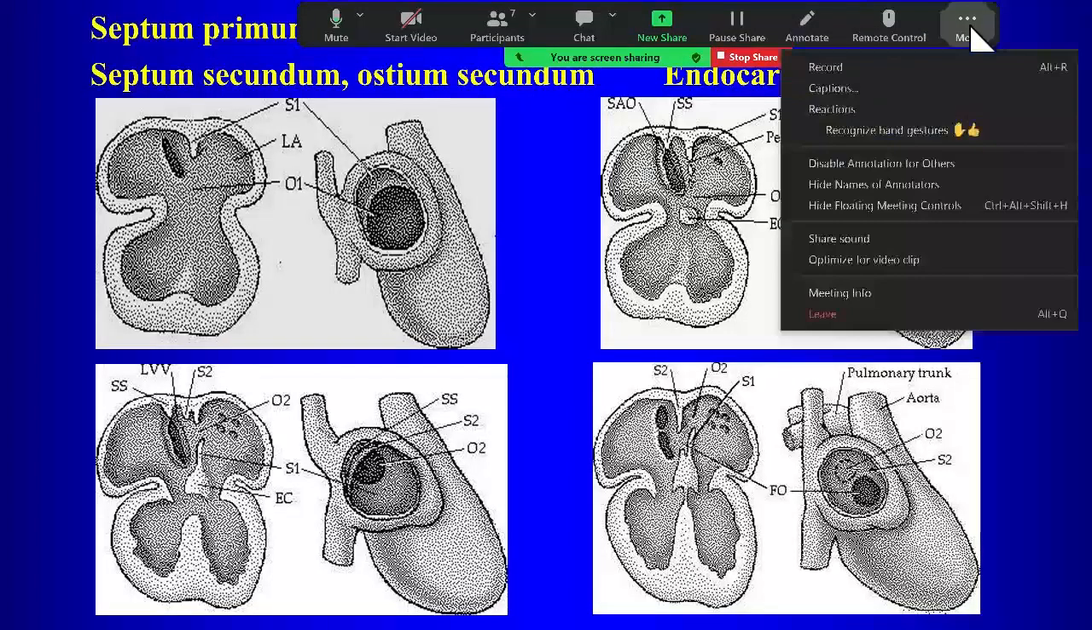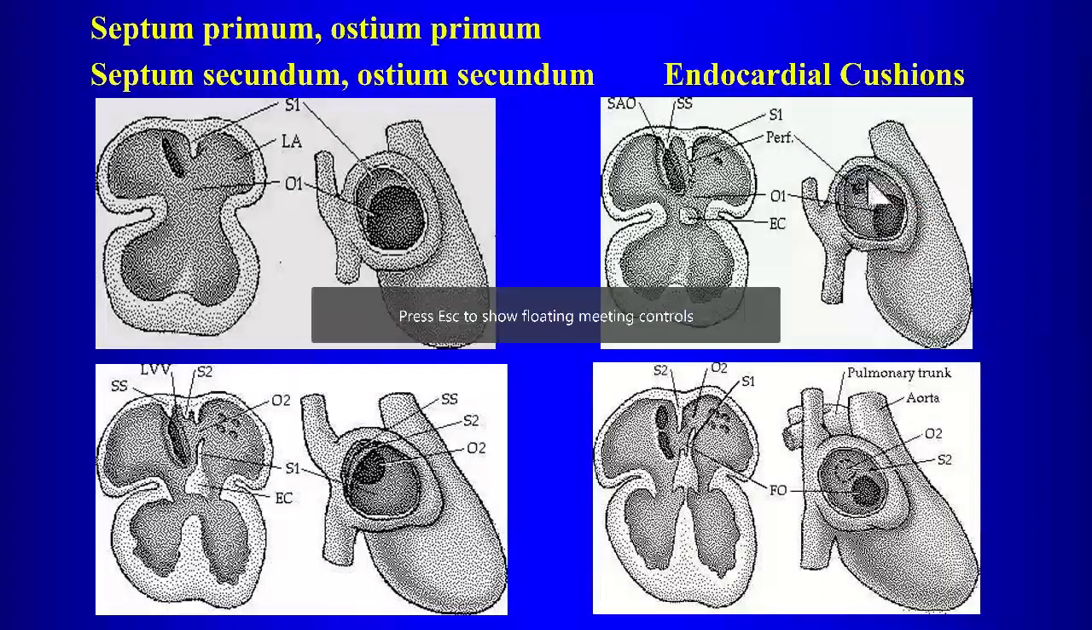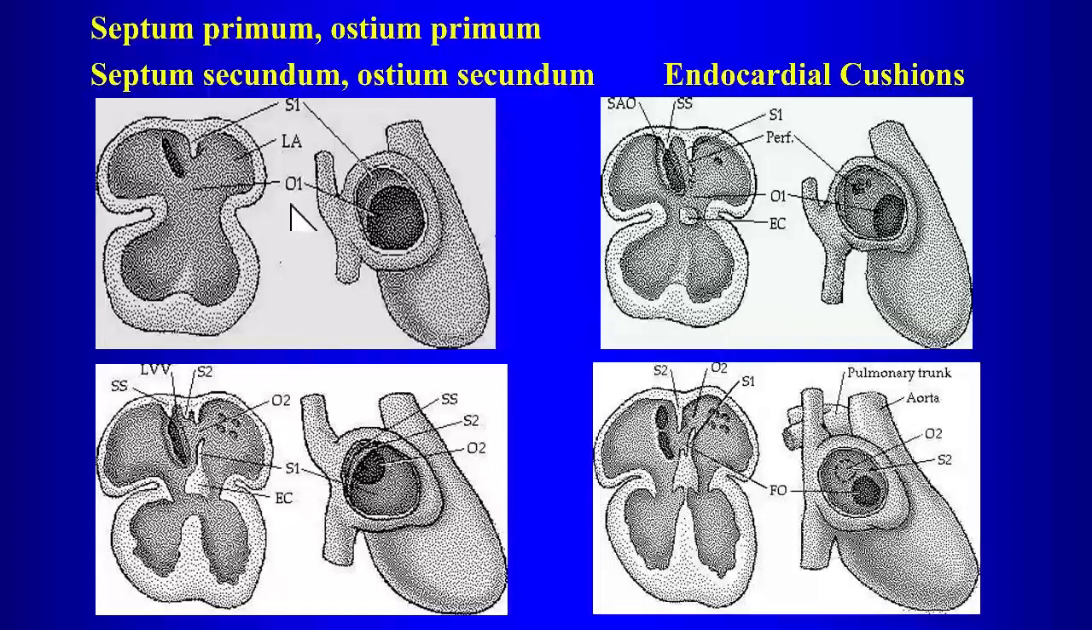As the septum primum comes down, it closes this big hole in the middle, which is the ostium primum. If it does not fuse completely, that's how you get your ostium primum defects. Then the septum primum develops holes within it, which is the ostium secundum. Then the septum secundum comes down and covers the rest of it.